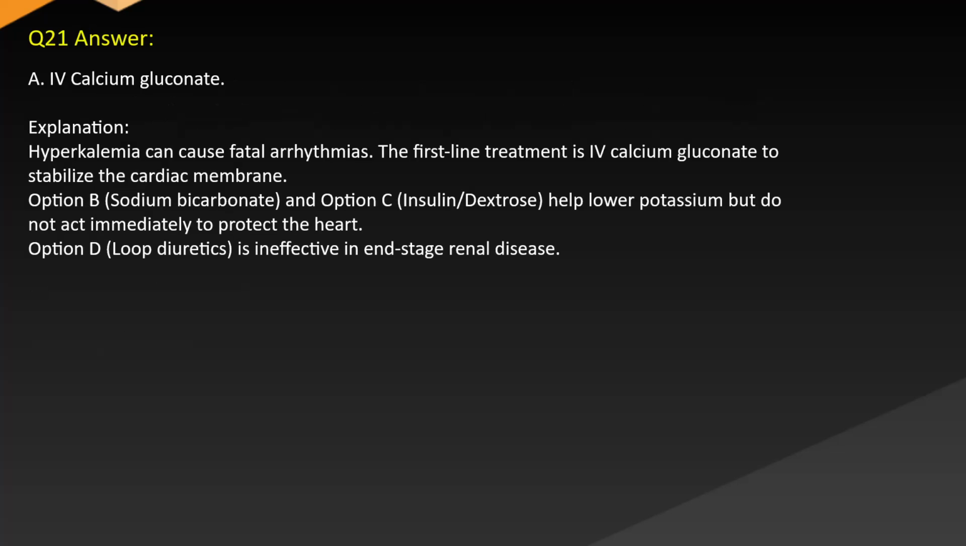Answer: A. Calcium gluconate. Explanation: hyperkalemia can cause fatal arrhythmias. The first-line treatment is calcium gluconate to stabilize the cardiac membrane. Option B, sodium bicarbonate, and option C, insulin dextrose, help lower potassium but do not act immediately to protect the heart. Option D, loop diuretics, is ineffective in end-stage renal disease.